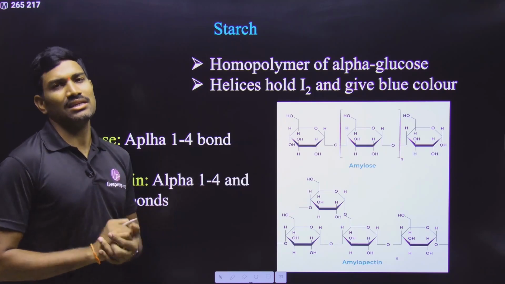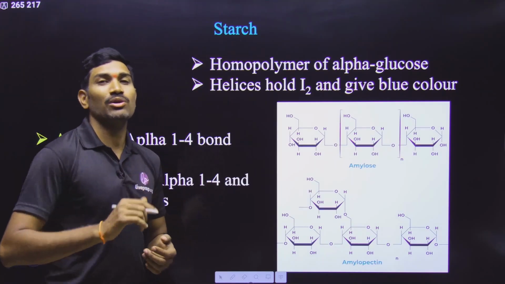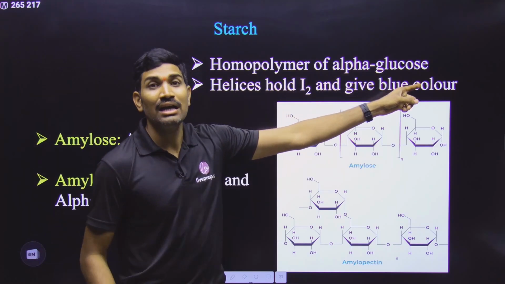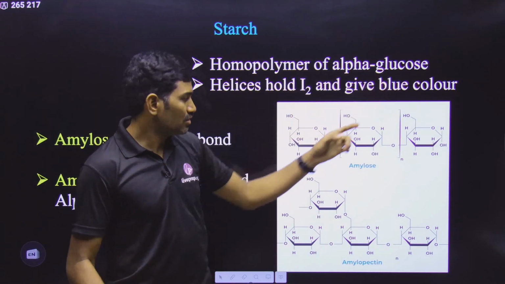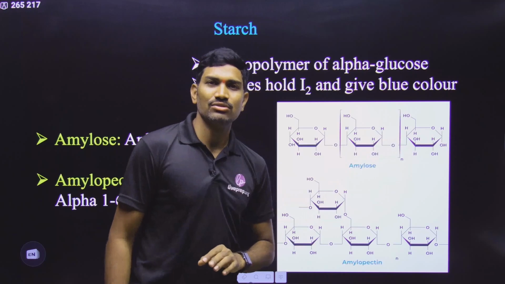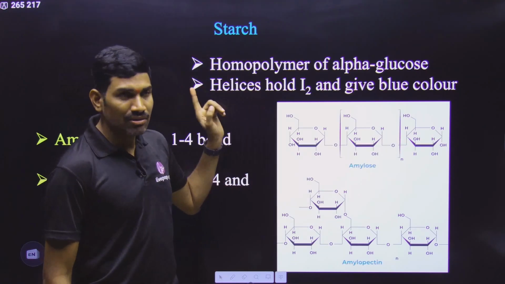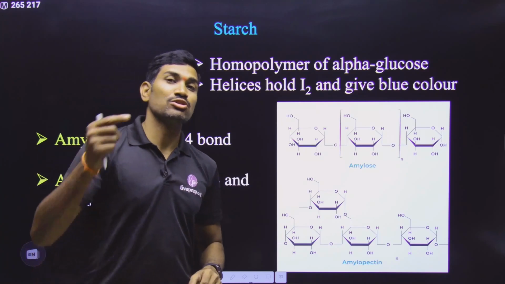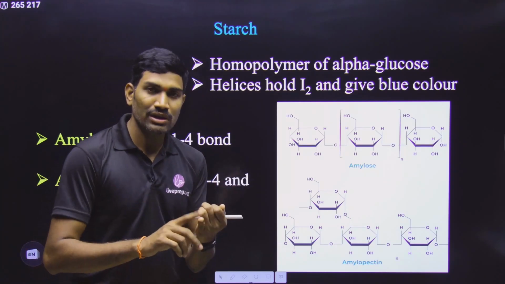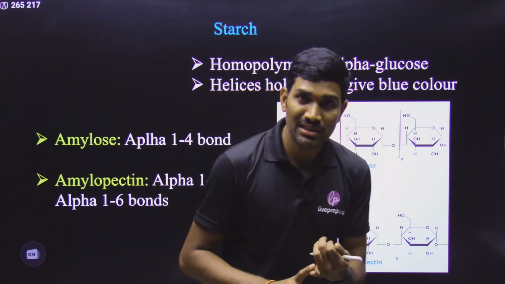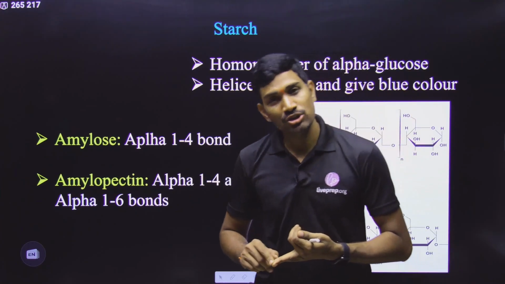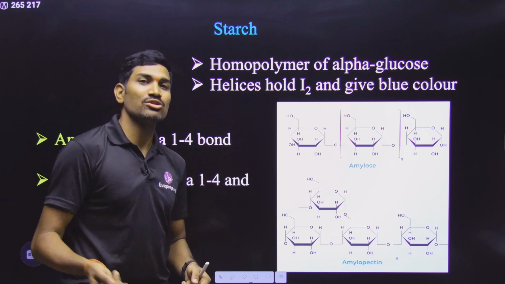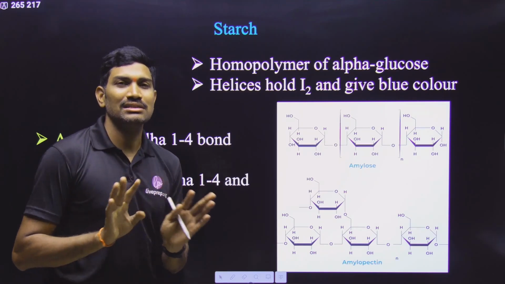Next one is regarding starch. Starch is a storage polysaccharide in plants. It is a homopolymer of alpha glucose units, as I already told you. So many alpha glucose units are attached to each other. Starch has a helical structure. Please remember these helices are also secondary structures. The DNA double helix is a secondary structure, the alpha helix of protein is also a secondary structure, and even the helices present in starch are secondary structures. All these are secondary structures.